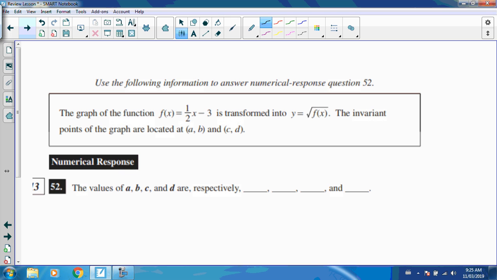So here's another numerical response, and this says the graph of the function f of x equals 1/2 x minus 3, and it's transformed into its square root. The invariant points on the graph are located at a comma b and c comma d. So I want those values down here. So take a minute and see if you can find those.